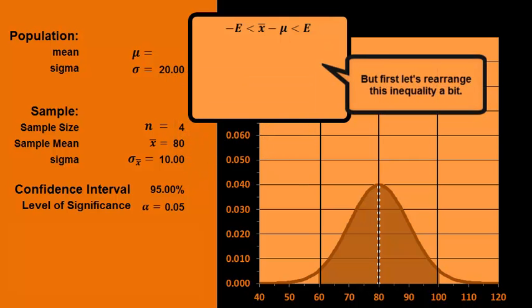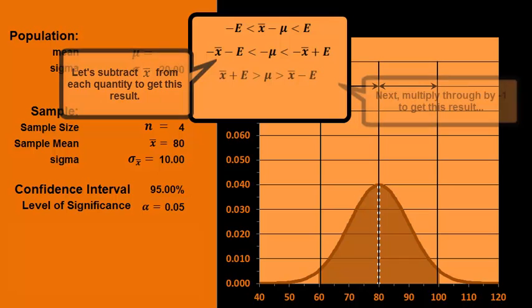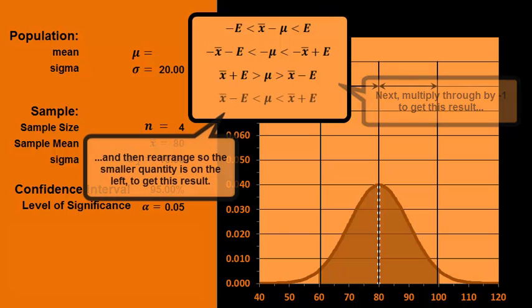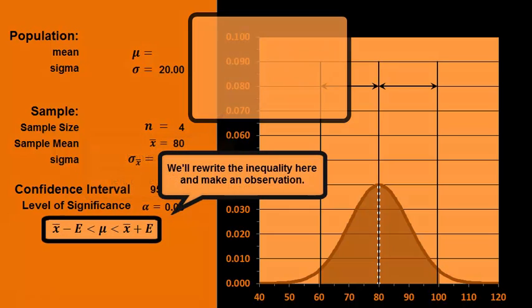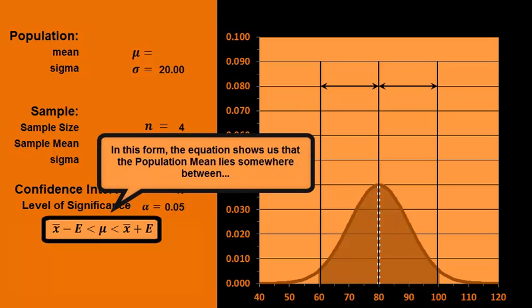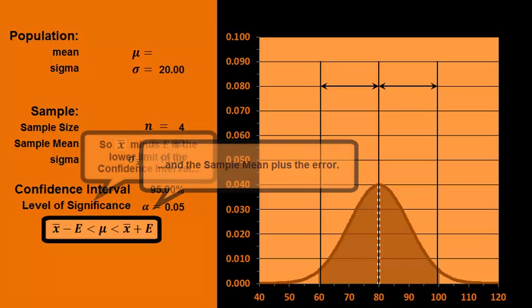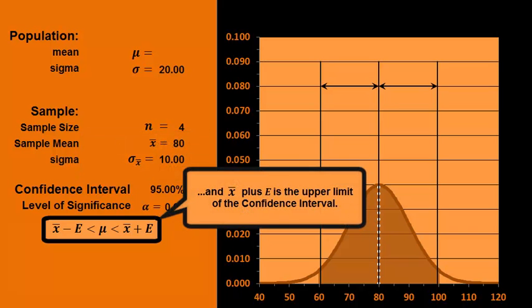But first, let's rearrange this inequality a bit. Let's subtract x bar from each quantity to get this result. Next, multiply through by -1 to get this result. And then rearrange so the smaller quantity is on the left to get this result. We'll rewrite the inequality here and make an observation. In this form, the equation shows us that the population mean lies somewhere between the sample mean minus the error and the sample mean plus the error. So x bar minus e is the lower limit of the confidence interval, and x bar plus e is the upper limit of the confidence interval.